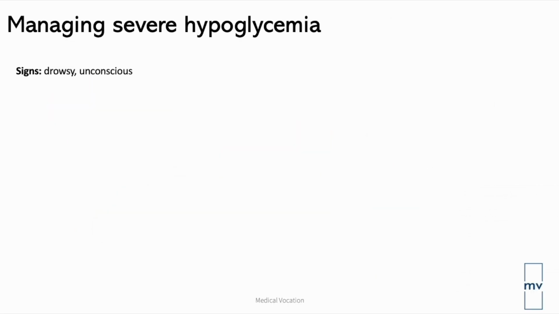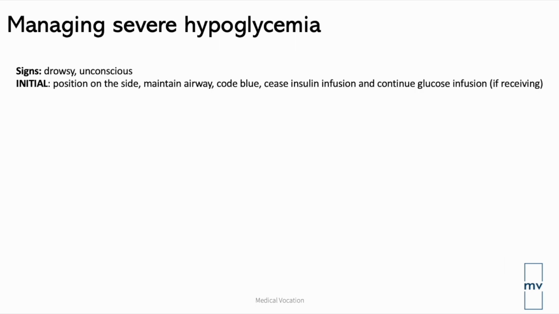So as we were mentioning before, the signs of severe hypoglycemia include things like the patient being really drowsy, being unconscious, having an altered mental status. And how we would manage these patients initially is that we would position them on their side, help to maintain their airways, call a code blue, and then if they happen to be on an insulin dextrose infusion, it's important to cease the insulin straight away and to continue on with the glucose infusion.